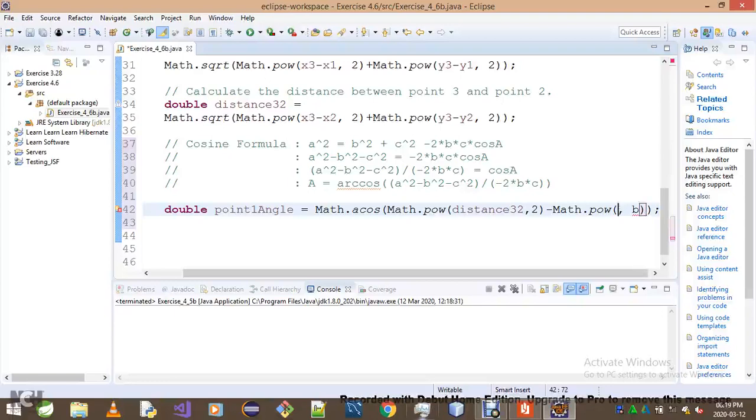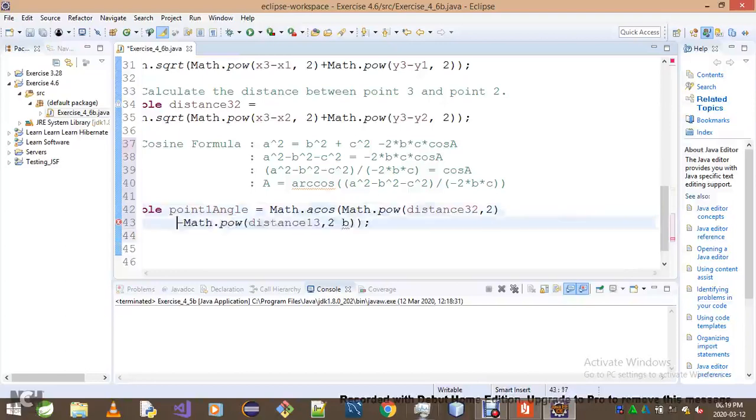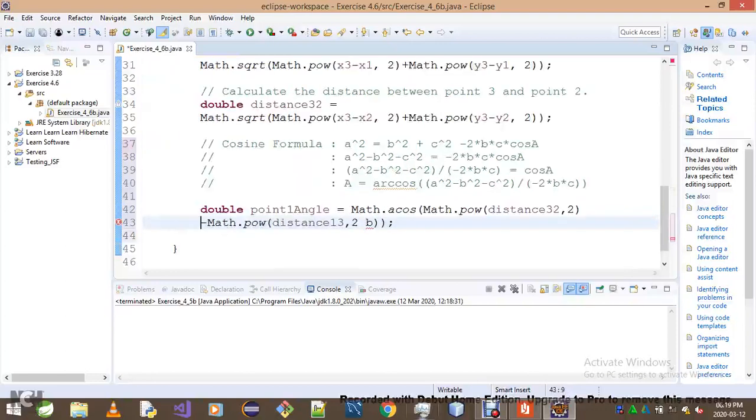Oh, just so you know, guys, it's not like it's a must for you to pick points the way I did. You could have done things differently, right? And maybe make your a the distance 1 3 as opposed to 3 2, right? But this is what I decided to do. So my b is going to be the distance b2.